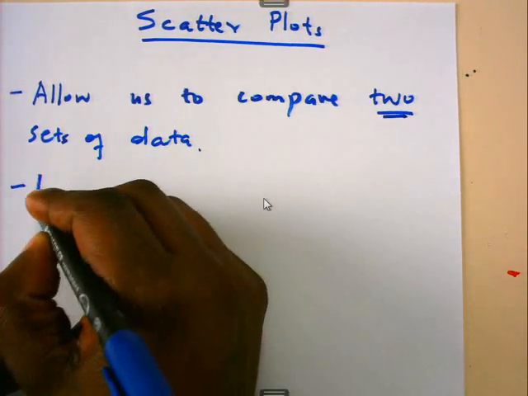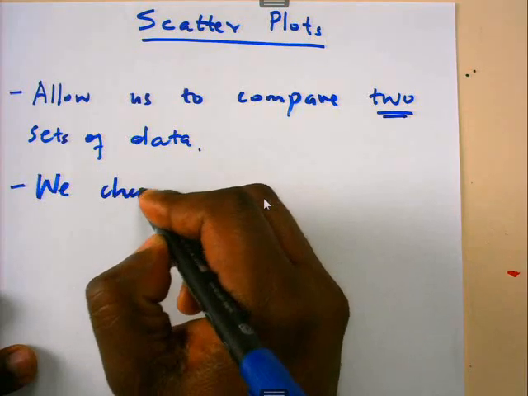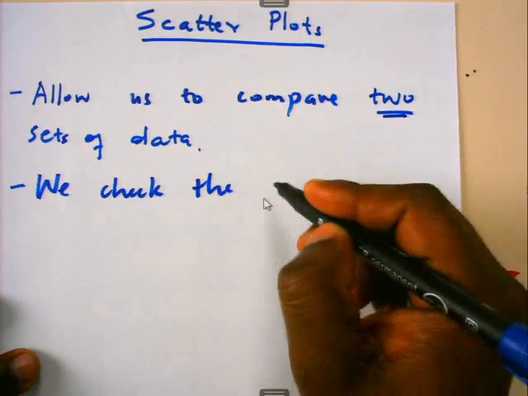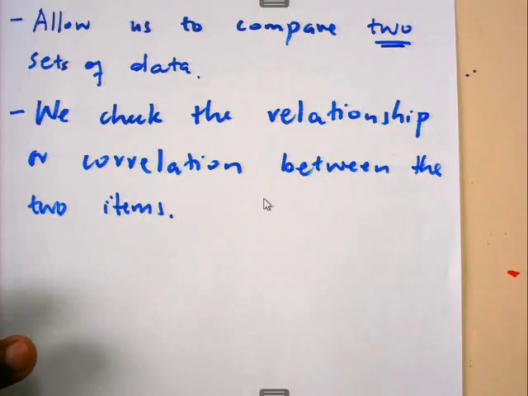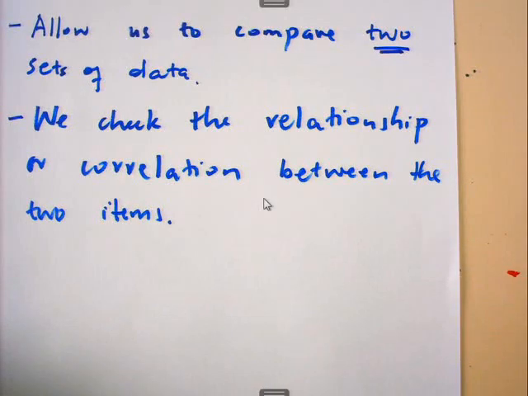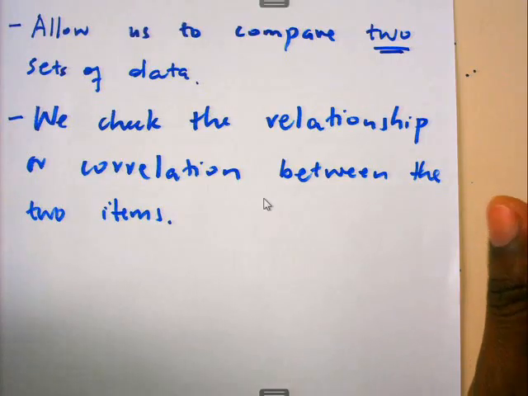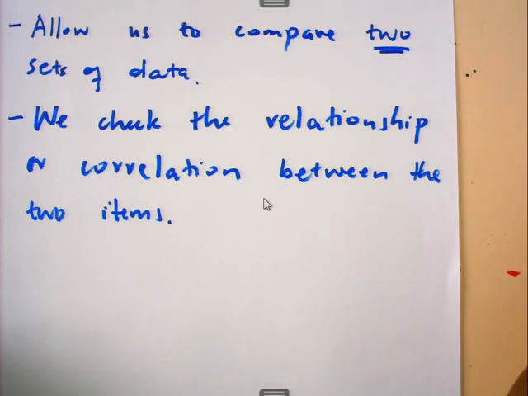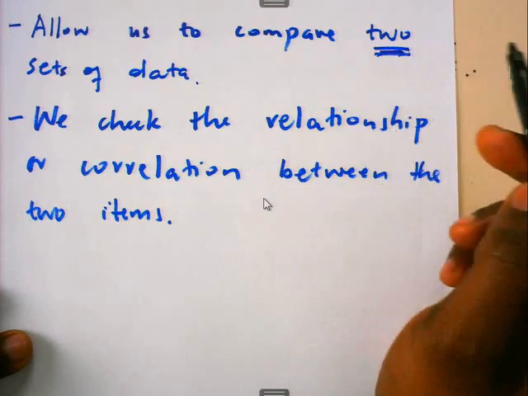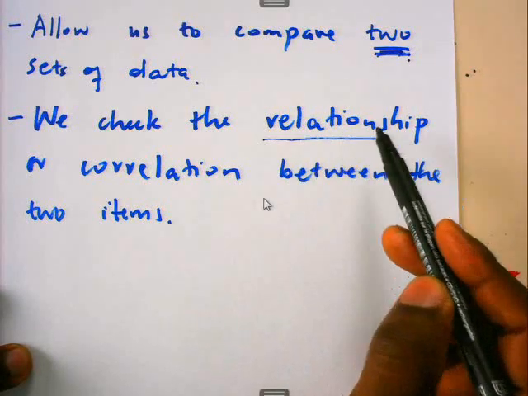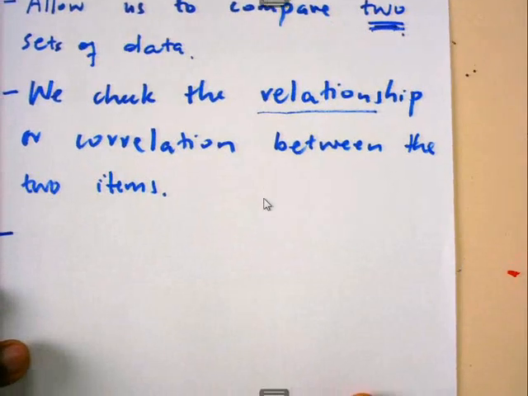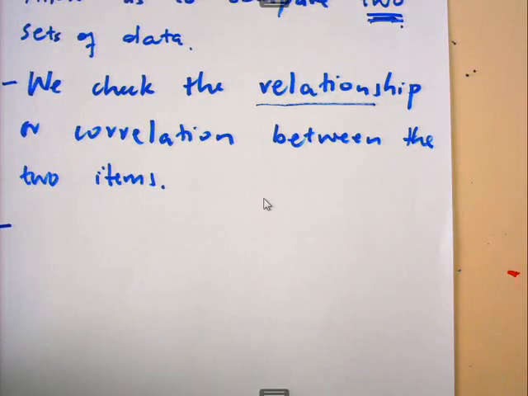With scatter plots, we are also able to check the relationship. They make it easy for us to check the relationship or correlation between the 2 items, or the 2 sets of data we are working with. Like I said, it is 2 sets of data. Be very careful that a scatter plot always involves 2 sets of data, and when you plot them, you are able to compare the relationship or the correlation between these 2 sets of data.